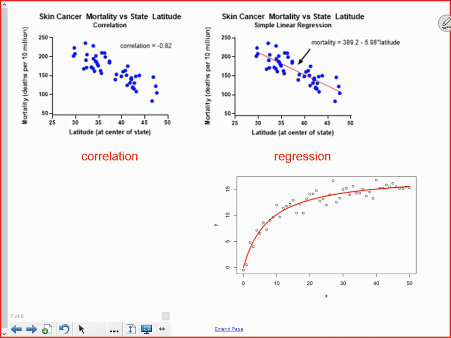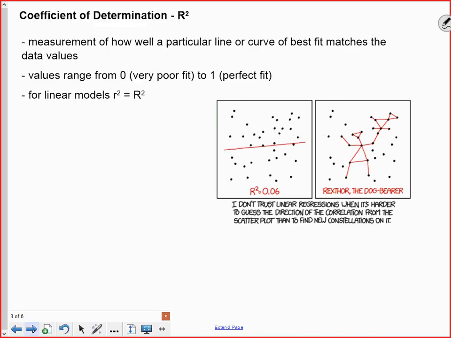And as we do this, what we're going to be looking at is this thing called the coefficient of determination, or capital R squared. Now, the coefficient of determination is a measurement of how well that particular line or that particular curve of best fit matches the data values. Okay, so it's specific to the model that we have chosen to fit to the data. Values range from 0, which would indicate a very, very poor fit, to a value of 1, which would indicate that the model perfectly fits the data.